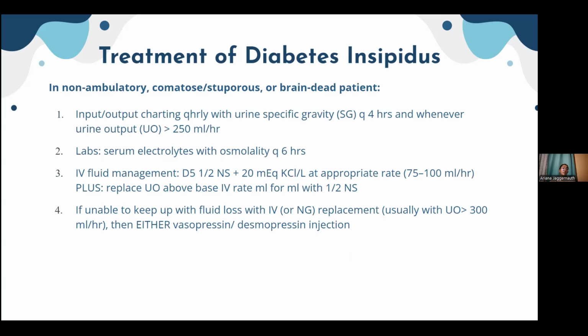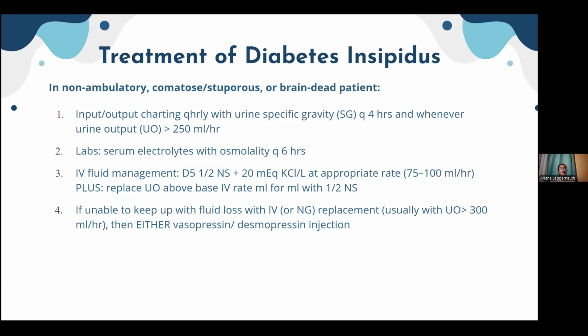So in the non-ambulatory and comatose patient or even a brain dead patient, strict input-output charting hourly is required with the monitoring of urine specific gravity every 4 hours whenever urine output exceeds 250 mils per hour.